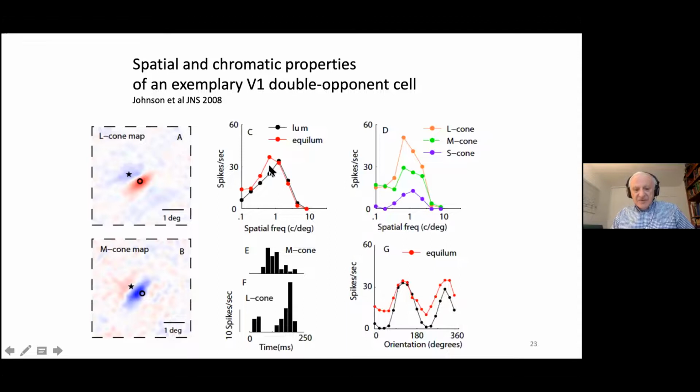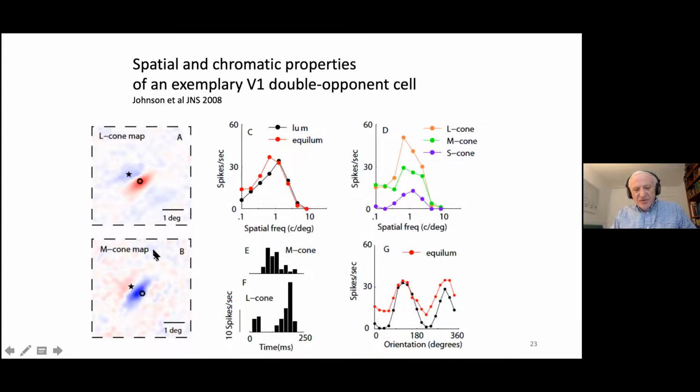And for this neuron and for neurons like it that we could map, we could see that the spatial organization was different from the single opponent type. Each cone type had both positive and negative regions, and where there was a negative region for the L cone, the cell would respond with spikes to a decrement of the L cone input. It would respond to an increment of the M cone input. And here it would respond to an increment of the L cone input. And at this location indicated, it would respond to a decrement of the M cone input.